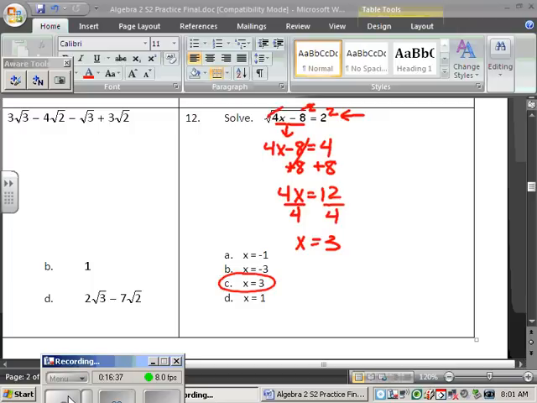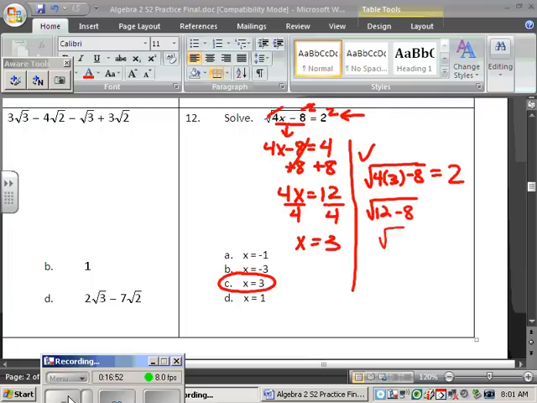Now you could check this by simply plugging it back in to our original problem. So where the x is, I'm going to put a 3. And make sure that when you do the math on the left side of the equal sign, it does in fact equal 2. So we have 12 minus 8, or radical 4, and that does equal 2, so it checks out.